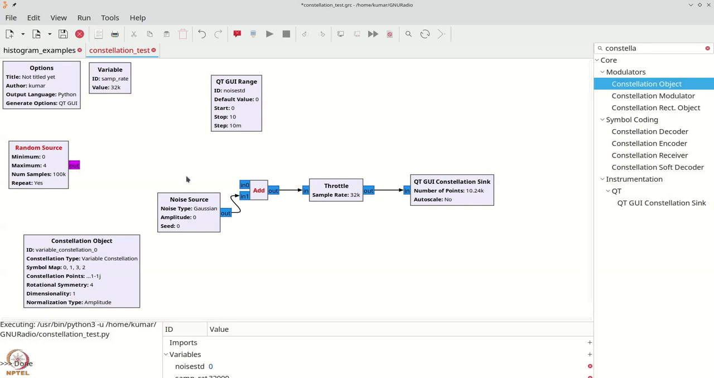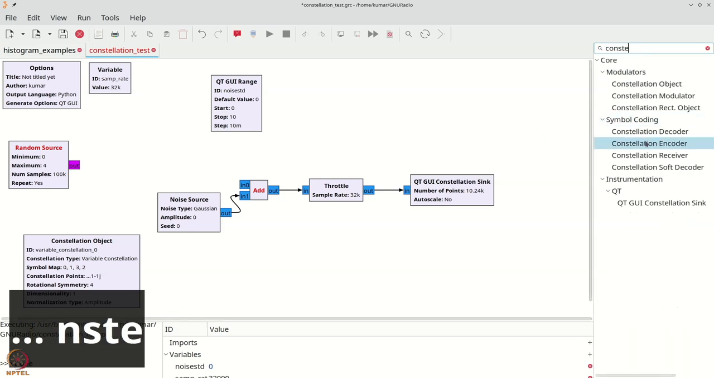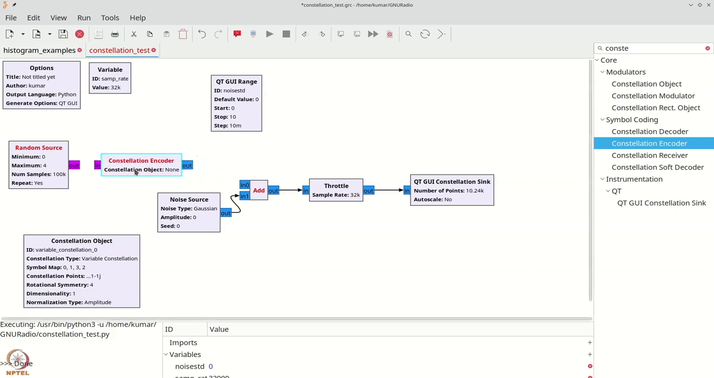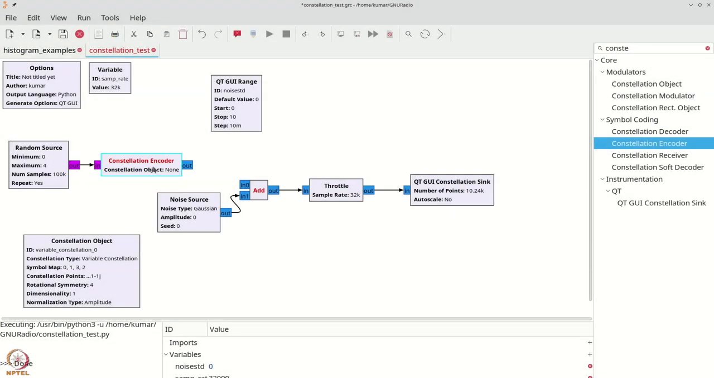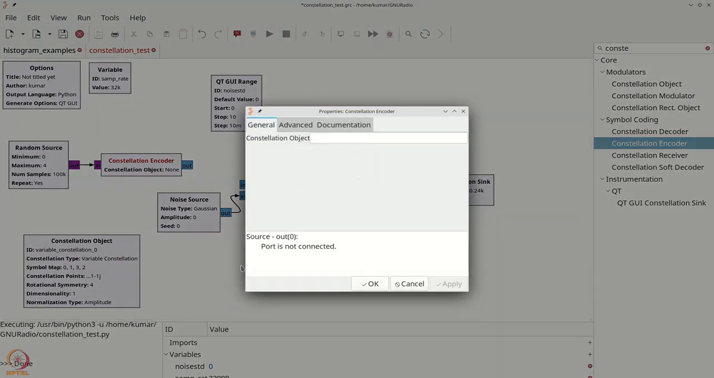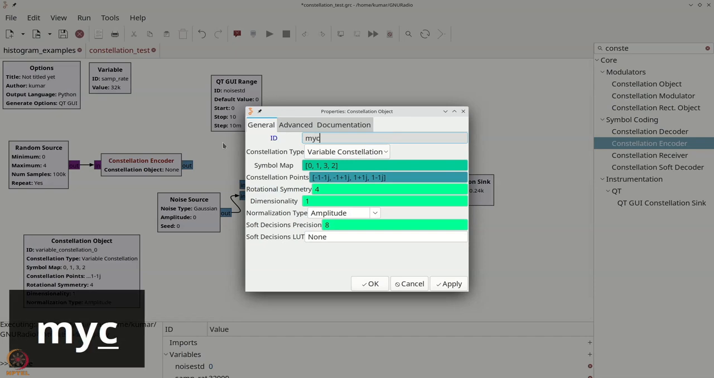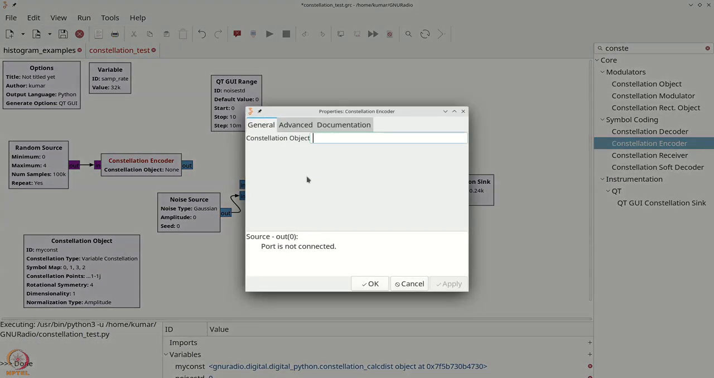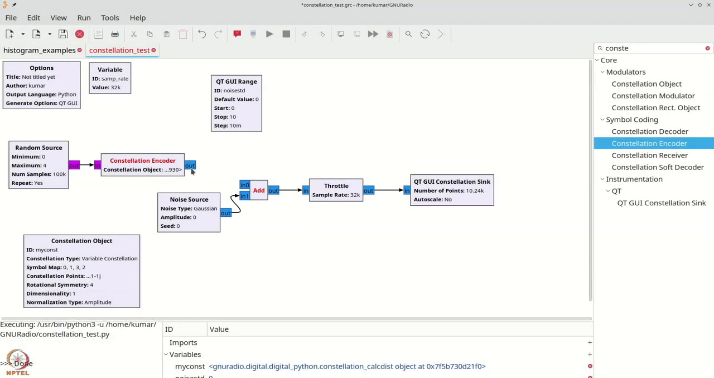And the second block I am going to take is the constellation encoder. So Control F, and type const. There is this constellation encoder. We can grab that block and connect it over here. Now, we can double click the constellation encoder, and the constellation object will be this one, but the name is variable constellation 0. I'm instead going to change it to myconst, for convenient naming, and we will now name this myconst, and we're set. And we're going to connect this over here, and now we will execute the flow graph.